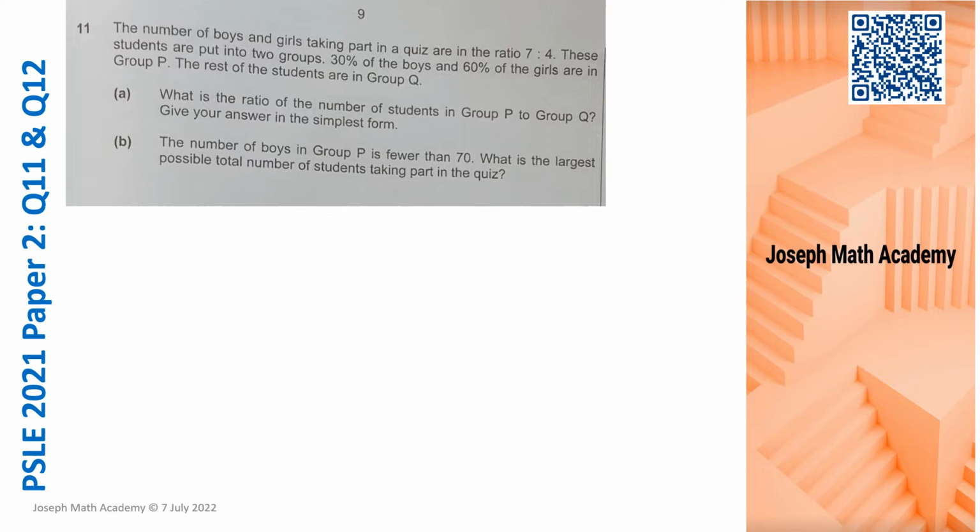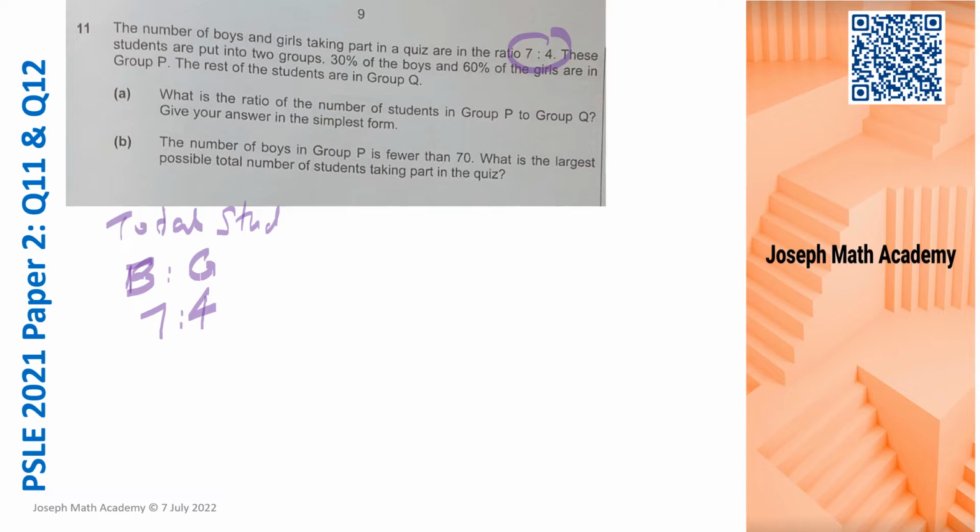The number of boys and girls taking part in the quiz are in the ratio of 7:4. And these students are put into two groups. So first and foremost, let me write down this ratio. Now 7:4 is their respective totals. So I'm going to start with the total students, boys to girls, 7:4. Alright, so 7 units belongs to the boys and 4 units belongs to the girls. So that is the total.